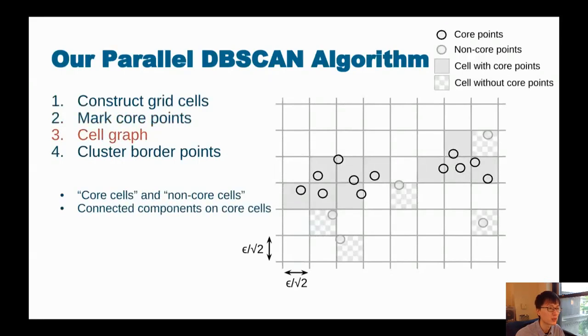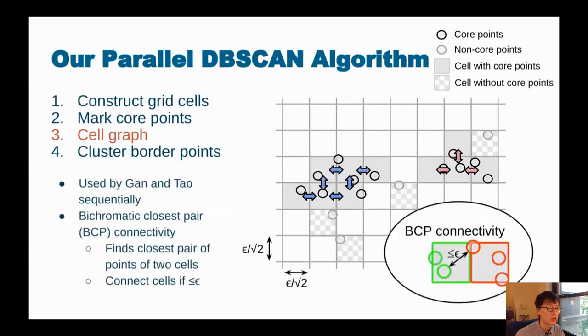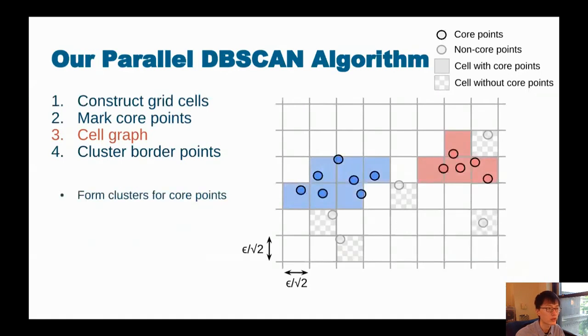Now we want to determine the connectivities. Rather than doing the connectivity among the points, we do it among the cells. We use a parallel bichromatic closest pair algorithm on any 2 cells, and if their closest pair of core points is within epsilon of each other, we connect the cells. The core points inside each cell must already be connected because they are within epsilon of each other. With the connectivity for the cells, we also get a connectivity for the core points. So we get our initial clusters.